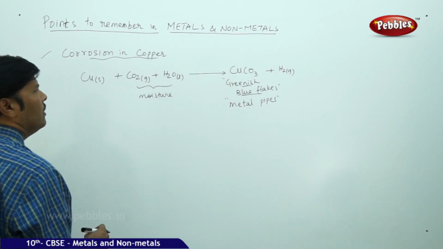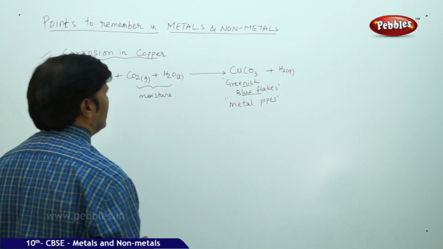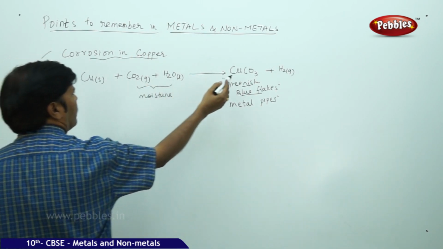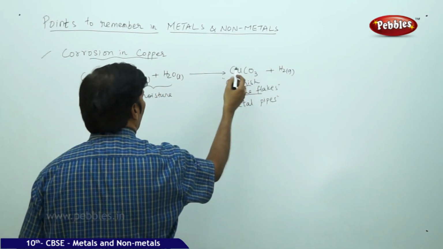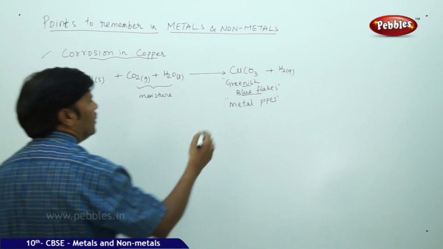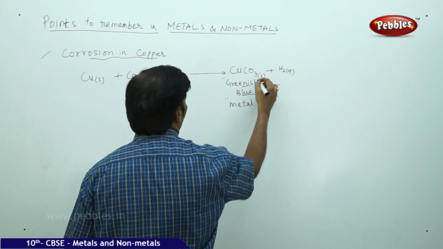The reaction is also balanced because there is one carbon and one carbon, 3 oxygens and 3 oxygens, 2 hydrogens and 2 hydrogens, 1 copper and 1 copper. Of course, this is again a solid.